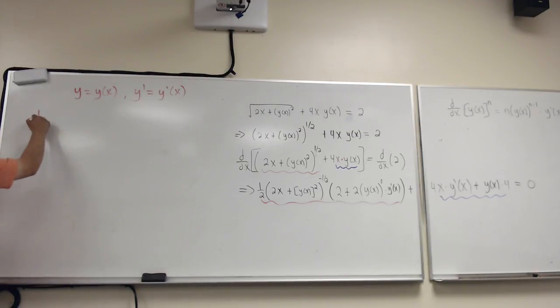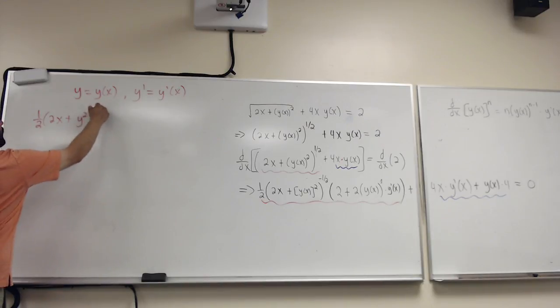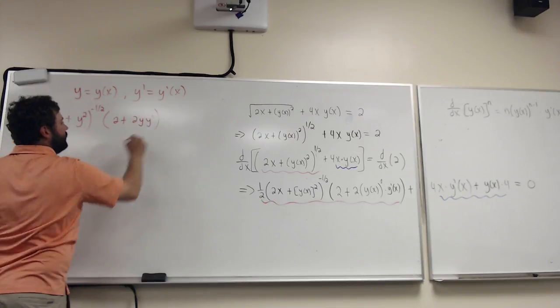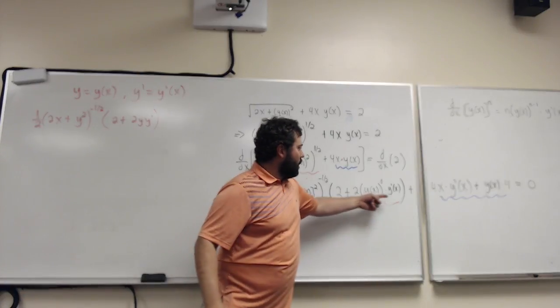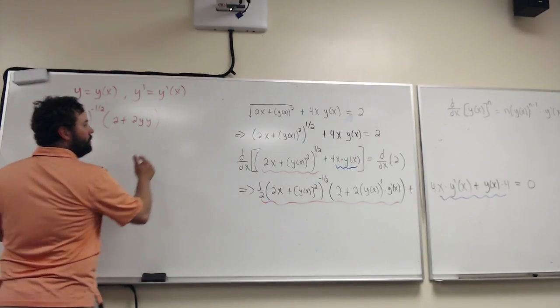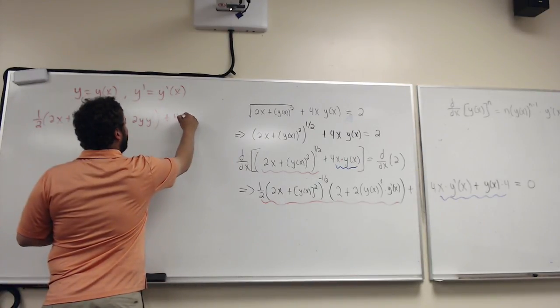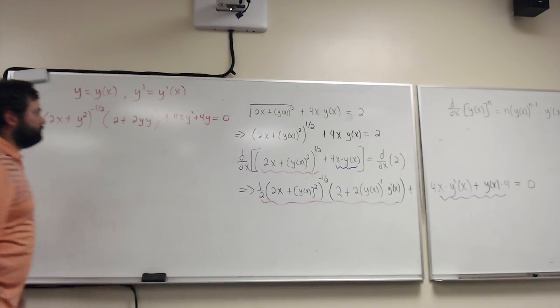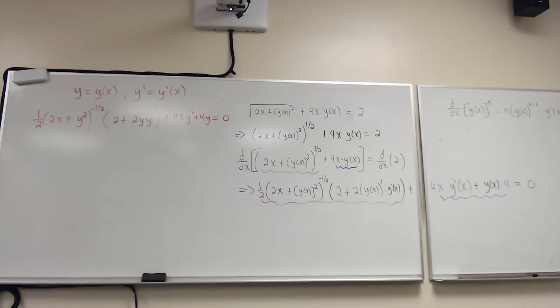Okay, so now it's going to become 1/2 (2x plus y squared) to the minus 1/2, and then it's (2 plus 2y y prime), because the y of x becomes y and y prime of x is just y prime. And then I have plus 4x y prime plus 4y equals 0. So all the y prime of x's I just rewrote as y primes, and all the y of x's are just back in terms of y.